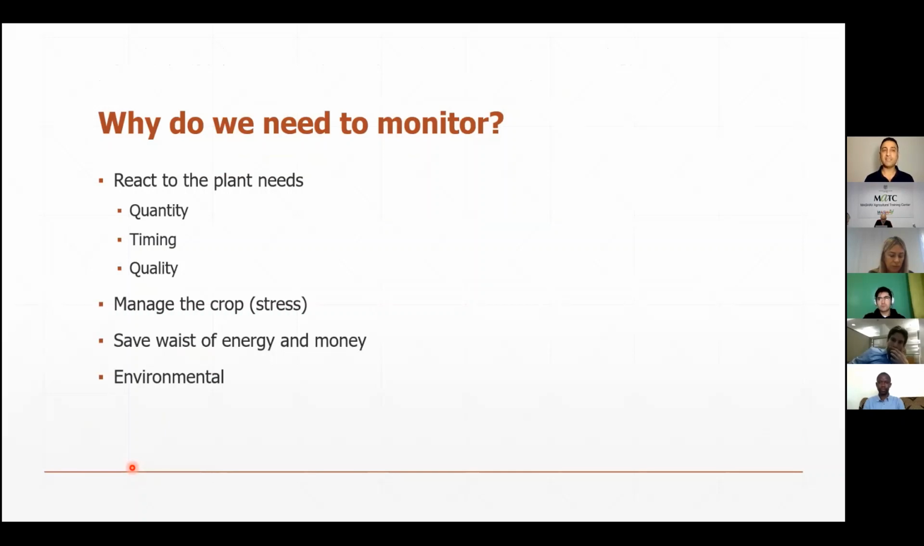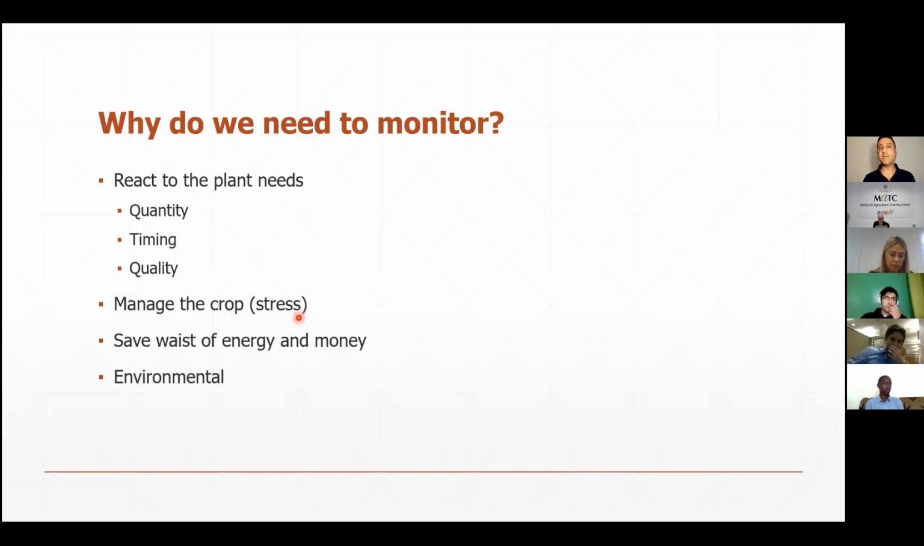So the first thing, we want to react to the plant needs by the aspect of quantity, the timing, and the quality. For example, let's talk just about a simple method like irrigation or temperature, okay? Temperature is even more trivial. First of all, we want to know if the temperature is suitable. We want to know the timing of the temperature, if the temperature that we are facing right now is suitable for the plant stage.